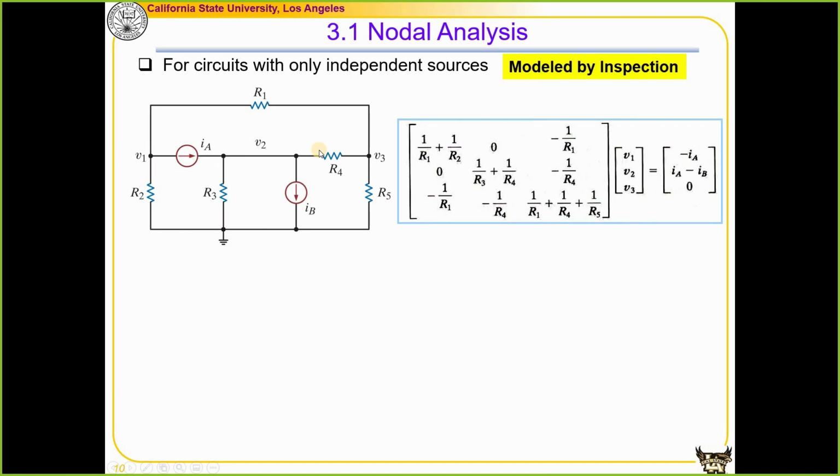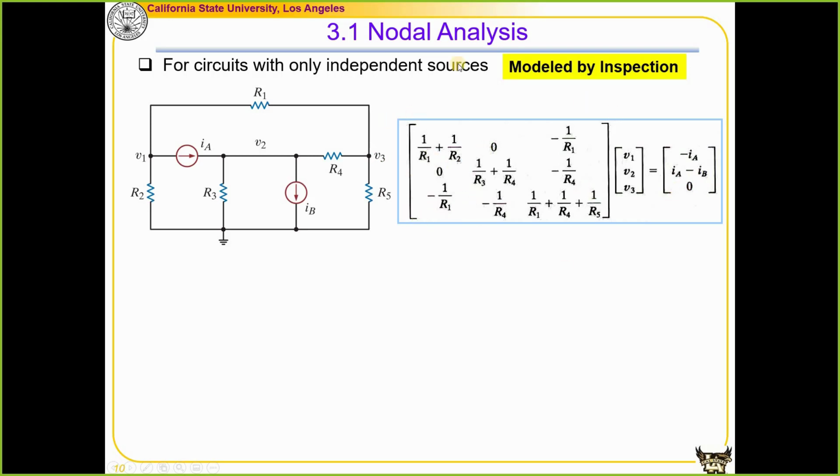So I will start writing the equation. First, I will put the unknowns in a vector form. So I have V1, V2, V3, and on the right-hand side will be the current that goes into node V1, node V2, and node V3. Let's see. The current that goes into node V1 is a negative IA because it's leaving, right? The current that goes into node V2 over here is a negative IB. Remember, this is also the current that goes into the node, right? So this is why we have IA minus IB. There's no current source directly connected to V3, so this is why this is 0.